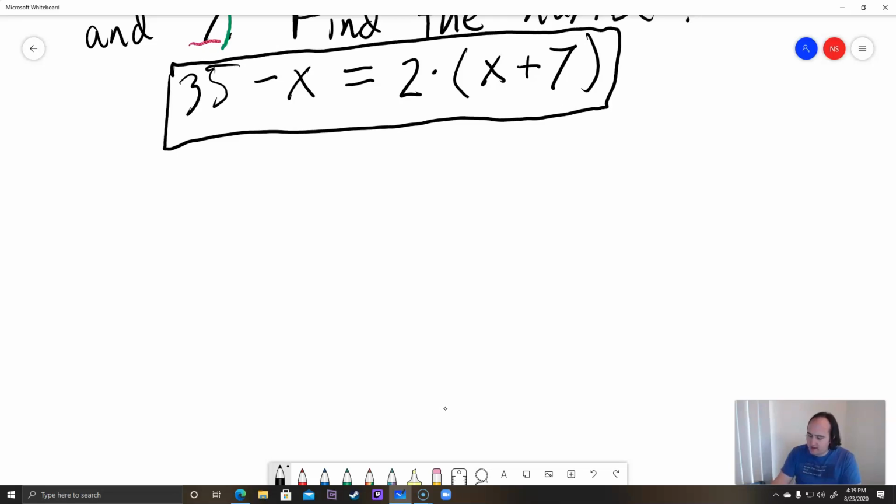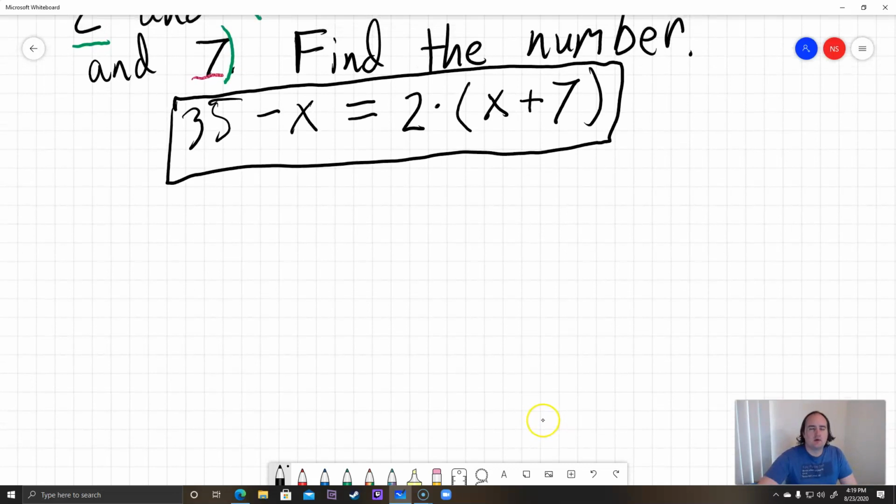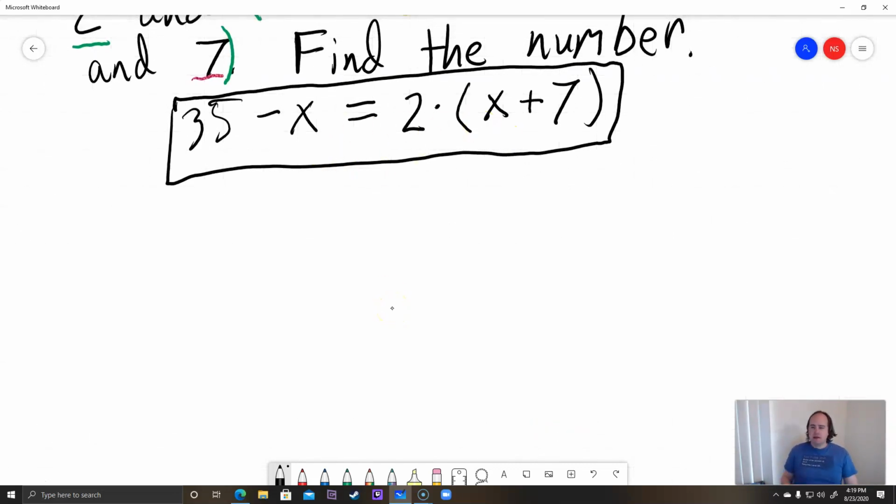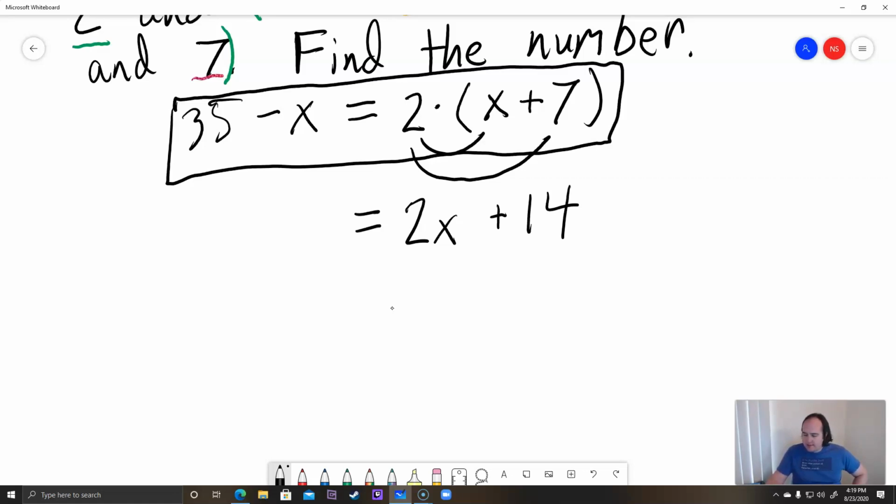But they wanted us to find the number. So in order to find the number, we're going to have to solve this equation. And remember, when you're solving an equation, the first thing you do is distribute, and then you combine like terms, and then you isolate the variable. So we're going to start by distributing here. Distributing the 2 on the right side. So we get 2 times x is 2x, and 2 times 7 is 14. So on the right side you should have 2x plus 14, and on the left side you should have 35 minus x. Okay, so 35 minus x equals 2x plus 14.